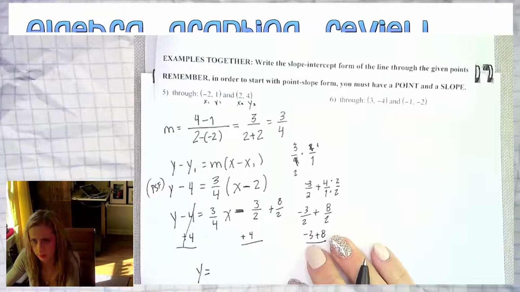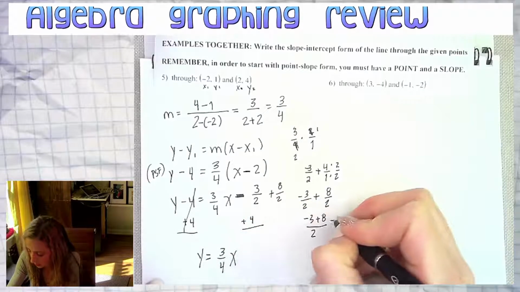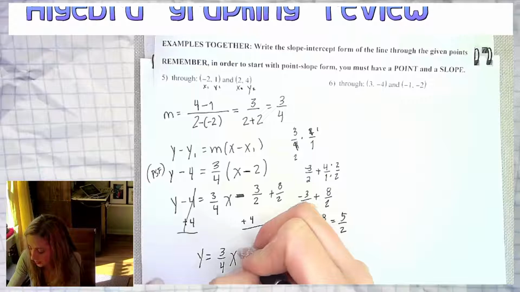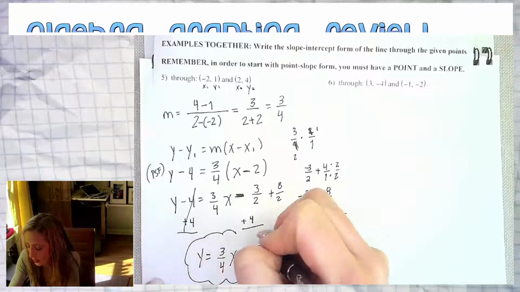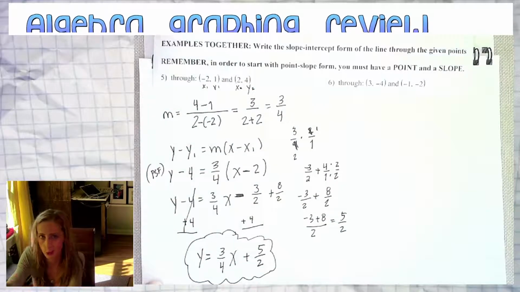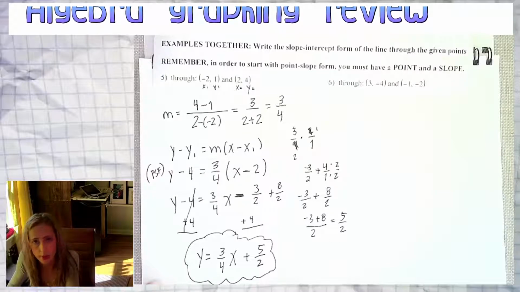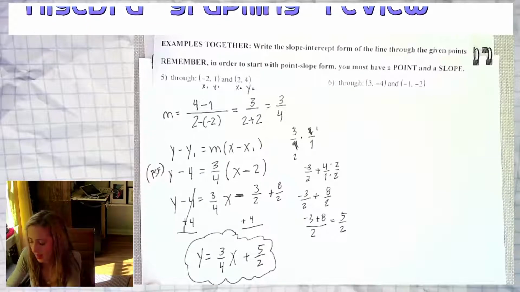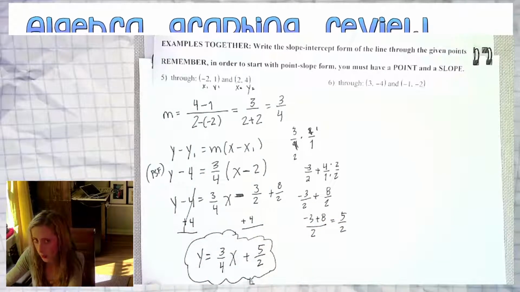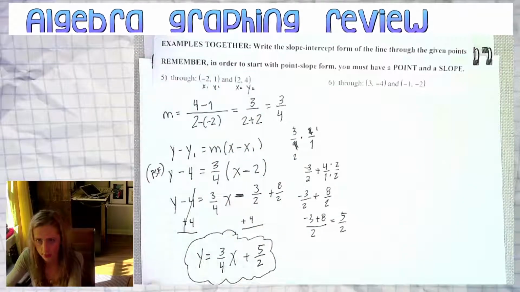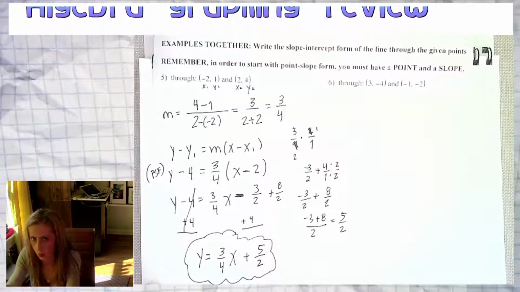Y equals, scooch in this way, 3 over 4 x plus 5 over 2. Again, if you needed to graph this, you have 2 points given to you. I would just plot those 2 points, get a ruler, draw a line, stick arrows at the end. Done. If that's all you had to do was graph it, you're finished. But that's how we go from 2 points to the slope, to point slope form, to slope intercept form. We're taking like a train. We start at the front and you make your way to the caboose. And then we're working our way down this equation train.